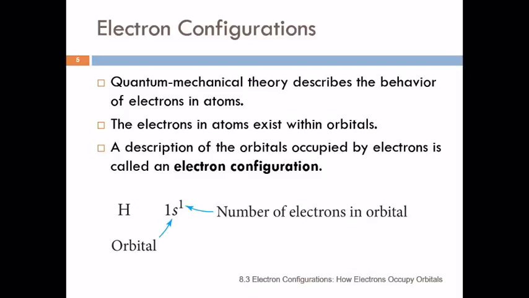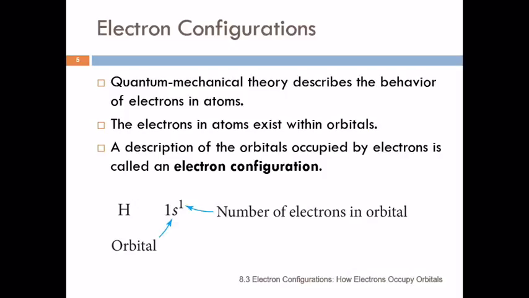The electrons exist in orbitals, which are regions of probability where it is likely that an electron will be found. We can think of them as being like orbits, but an orbit is a circular path that an electron would travel like a planet around the sun, and that's not how they actually behave. If we describe the orbitals in an atom that have electrons in them and how many electrons are in each of them, that collection of descriptions is called an electron configuration.